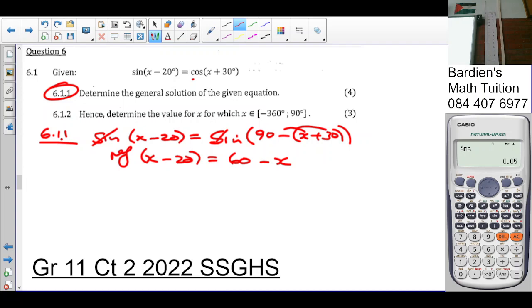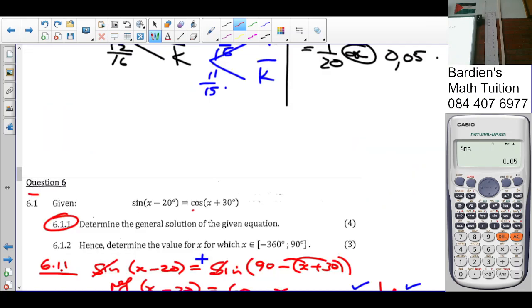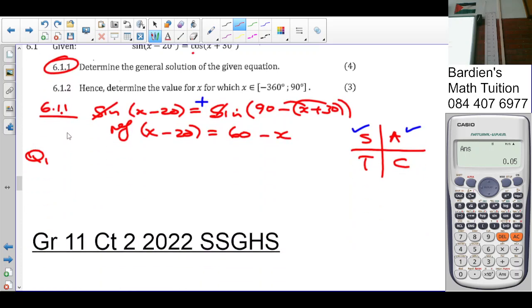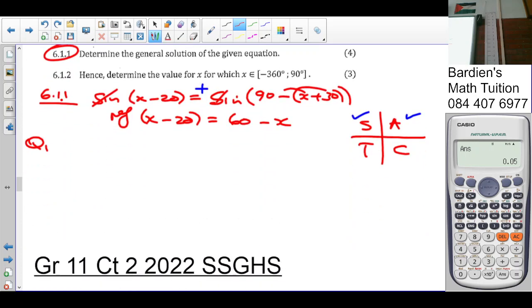Okay? So which question comes to mind? In which quadrant is sine positive? So it's quadrant 1 and quadrant 2. Let's go with quadrant 1. We just say it's going to be x minus 20 equals 60 minus x plus k times 360. Why k times 360? Because the sine graph completes itself in 360 degrees, or the period of the sine graph is 360.